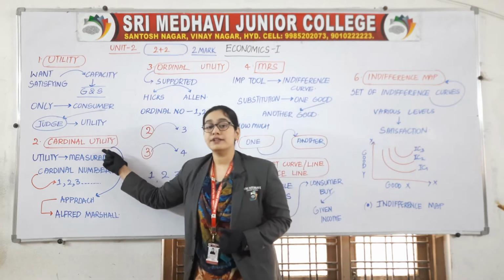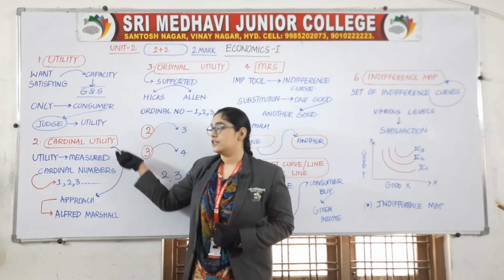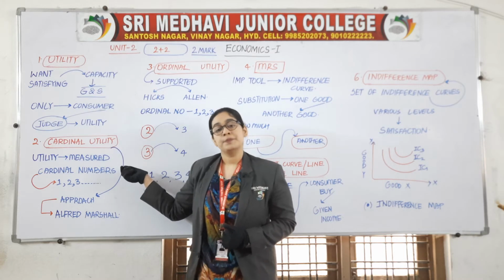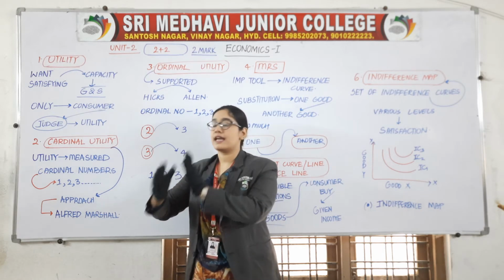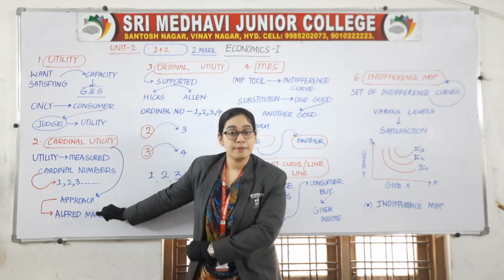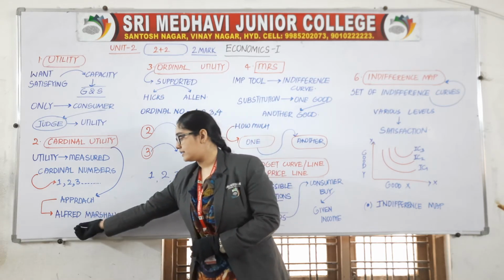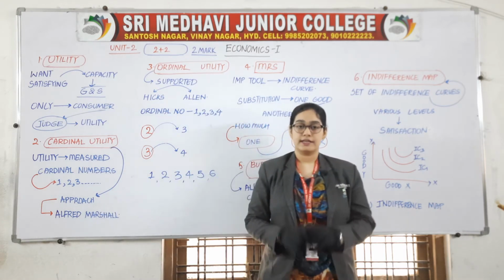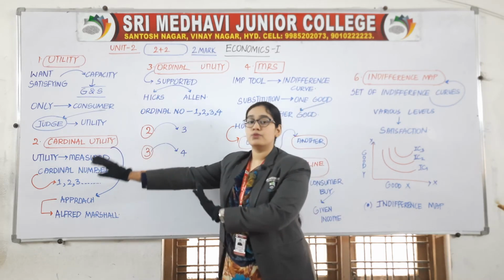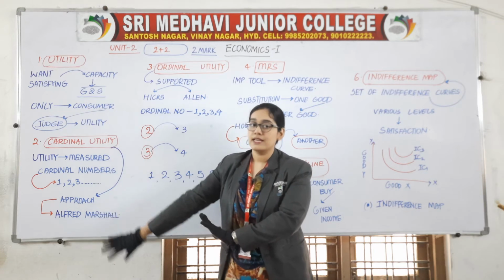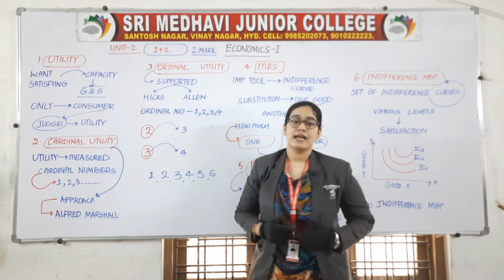When compared to ordinal utility, you can measure cardinal utility in cardinal numbers such as 1, 2, 3 and so on. And this approach was given by the economist Professor Alfred Marshall. Is that clear? Number 2 and 3 are finished. Cardinal approach was given by Alfred Marshall and ordinal was given by Hicks and Allen.